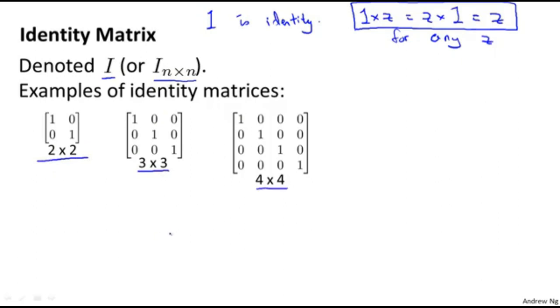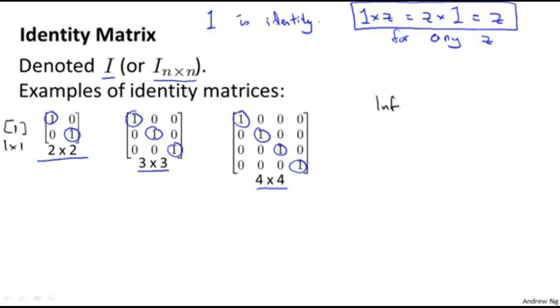The identity matrix has the property that it has 1s along the diagonal, and so on, and 0 everywhere else. By the way, the 1 by 1 identity matrix is just the number 1. It's the 1 by 1 matrix with just 1 in it. So it's not a very interesting identity matrix.